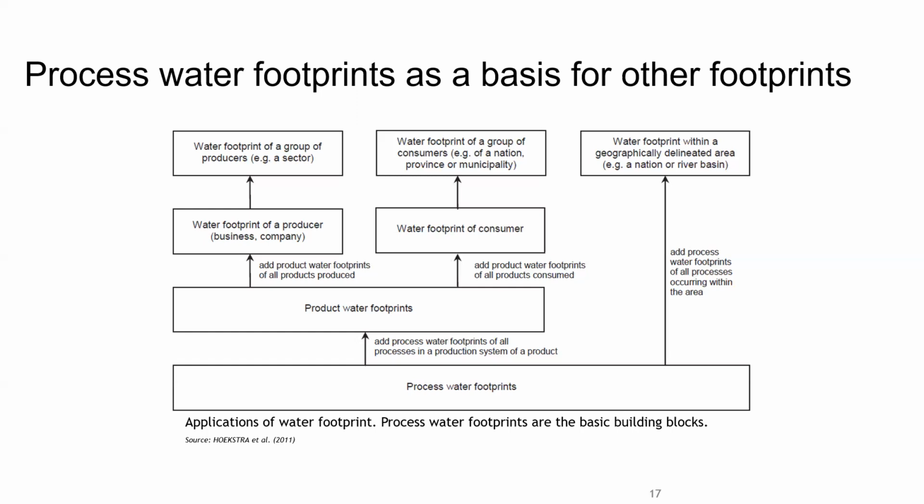We have to collect the data from that industry on an annual basis for every utility, for every unit, production lines, and other facilities available within the industry. So for the process water footprint, we have to add all the water footprints for all the processes in a production line, a production system of a product, or number of products. That is the product water footprint. Only product, not human consumption or something.